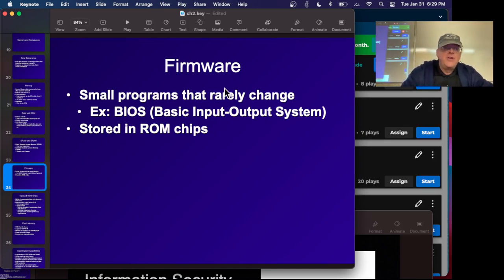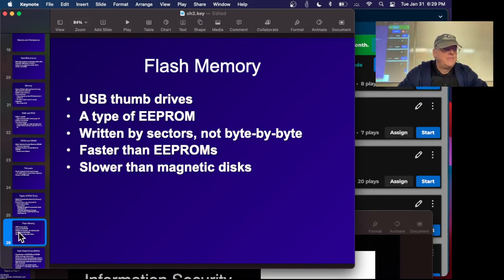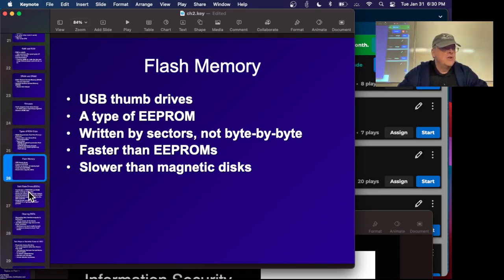Firmware is the program that doesn't change, and that's on ROM chips in your BIOS, but that's not anything personal, it's just information about what type of hard drive you have and how to start up the system. So PROM is programmable read-only memory, the old-fashioned kind, and then there's field programmable devices that can be erased and reprogrammed. And flash memory fits in this category, the thumb drives. This is a type of EEPROM, and they're faster than EEPROMs, but slower than magnetic disks, and they're quite common. You carry these things around, and if they're not encrypted, which they usually are not, then they're a serious risk of data loss. There was a survey a few years ago that said the average executive owns 20 flash drives and has lost 15 of them, which I think is quite common.